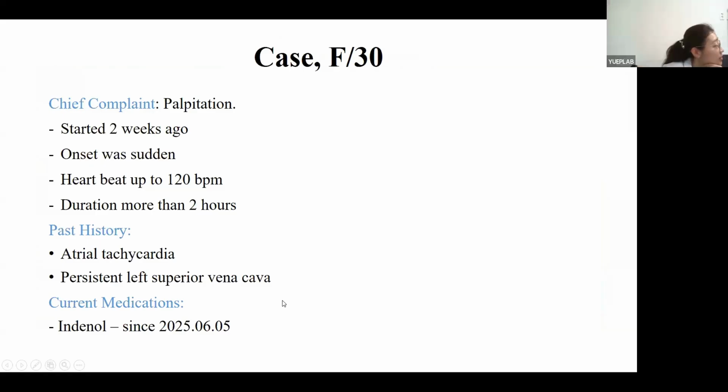Okay? The patient is 30 years old, presented with palpitation. The palpitation began 2 weeks ago and lasted more than 2 hours. Onset was abrupt, with the rate speeding up to 120 beats per minute. At the time, the diagnosis was atrial tachycardia, also the SVC diagnosis. She was started on medication in June 2025.